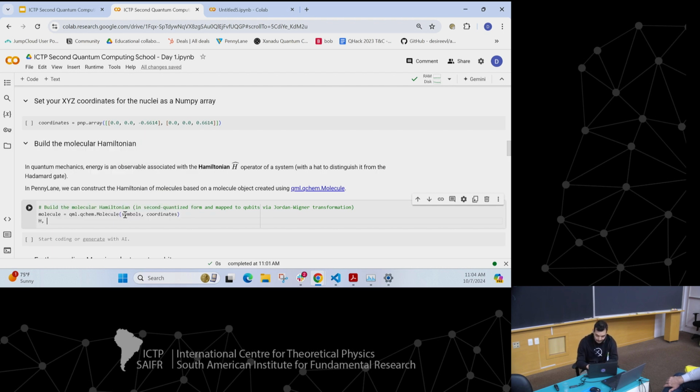Once you do that, we're going to create both our Hamiltonian as well as get a value for the number of qubits that we're going to need to build this Hamiltonian. The way we do that is with this molecular Hamiltonian function that we give as input this molecule object that we created earlier.